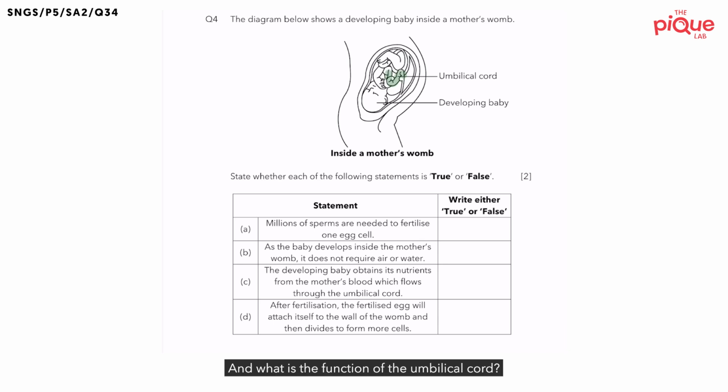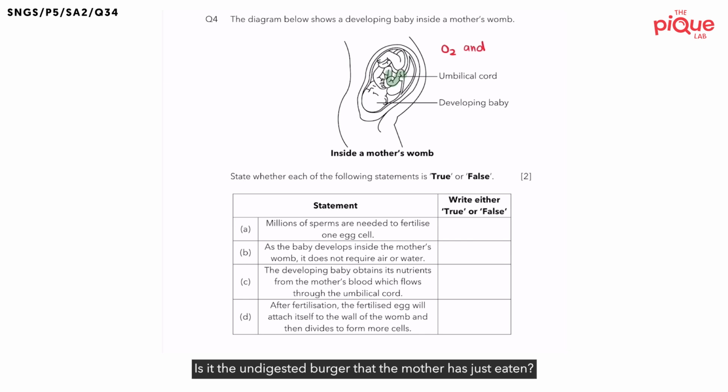And what is the function of the umbilical cord? Well, let's think about it. The developing baby is a living thing, and all living things need air, food, and water to survive. And specifically, what kind of air does the baby need? The baby needs oxygen. What kind of food does the baby need?